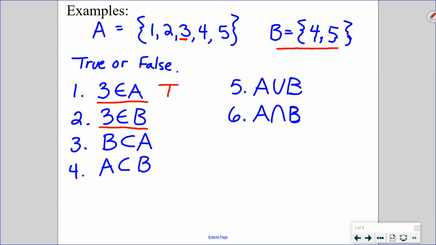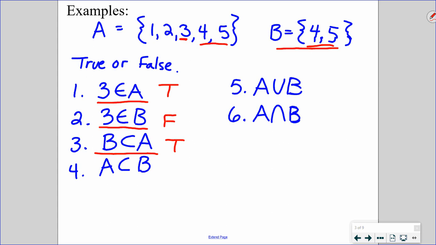Well, if I look over here at set B, that would be false. I do not see a 3 there. Okay, number 3 is read, set B is a subset of set A. Well, because set B consists of the elements 4 and 5, and I find those also in set A, this statement would be true. B is a subset of A.